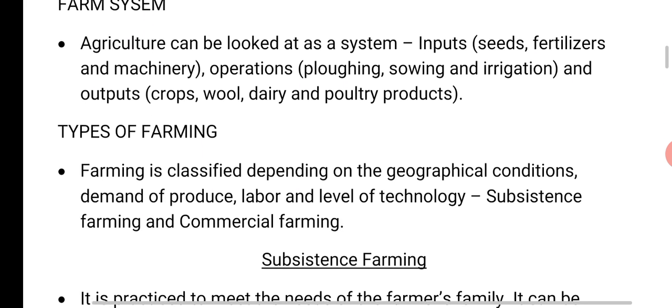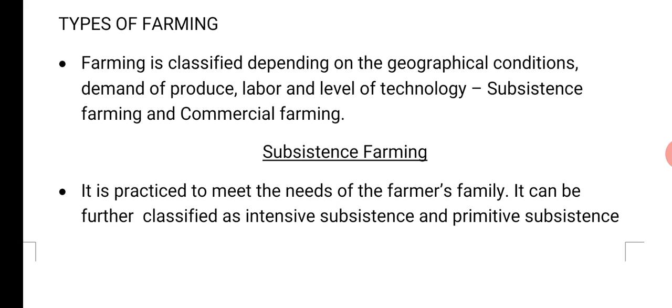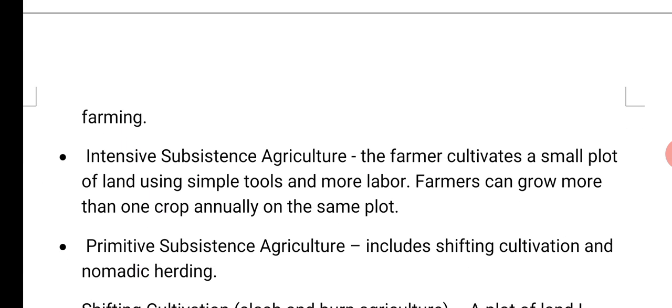Now, types of farming. Farming is classified depending on the geographical conditions, demand of produce, labor and level of technology. Subsistence farming and commercial farming. These are the two types of farming. First one is subsistence farming. It is practiced to meet the needs of the farmer's family. It can be further classified as intensive subsistence and primitive subsistence farming.